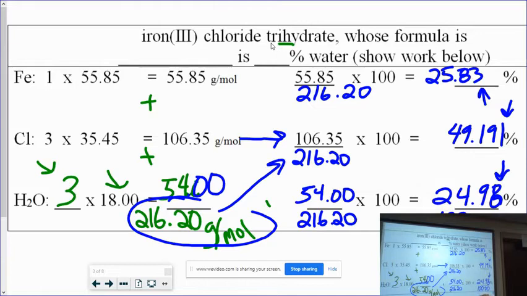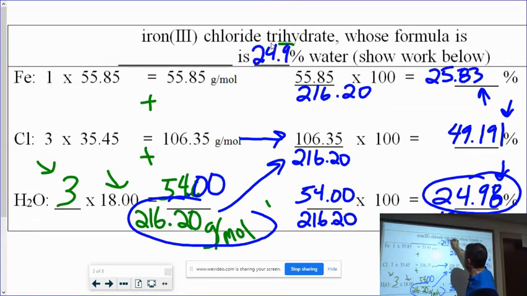But do realize sometimes you will get an answer like maybe 10% or 0.01% or maybe 99.99%, just because of the sig fig rules, okay? So we just calculated that this compound is 24.98%. That's what we just calculated.